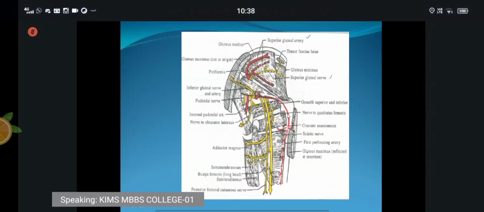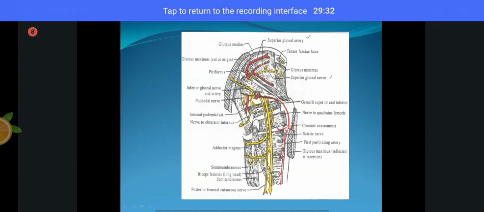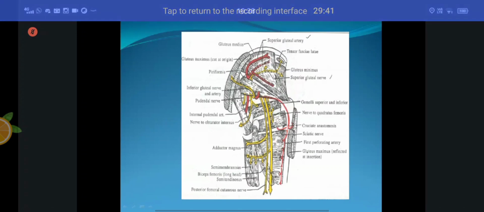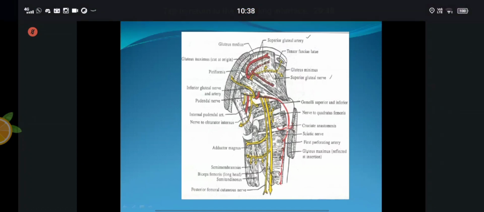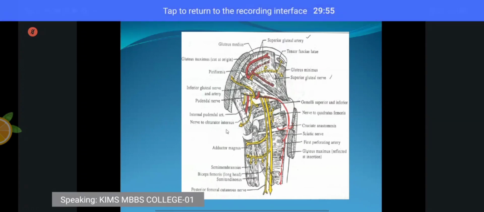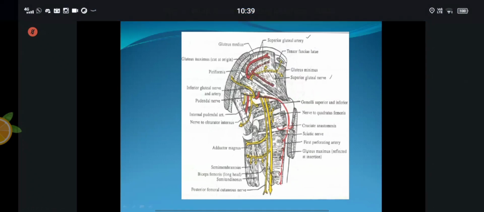And what are these two branches? These are the transverse branches from the lateral circumflex femoral artery and the medial circumflex femoral artery. We already studied that the lateral circumflex femoral and the medial circumflex femoral are the branches of the profunda femoris artery, right? And what is this artery? This is the branch from the first perforating artery.